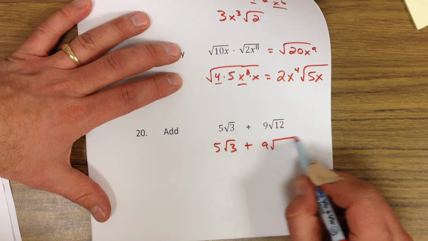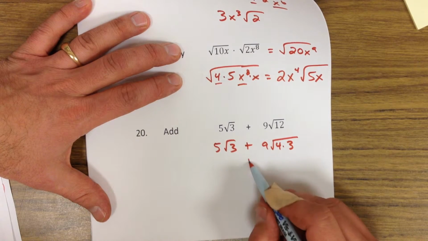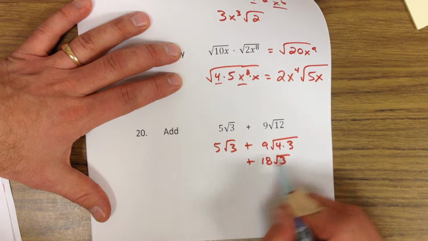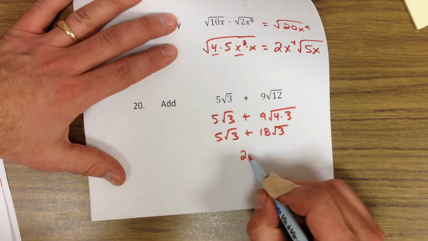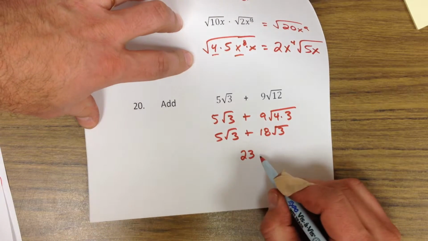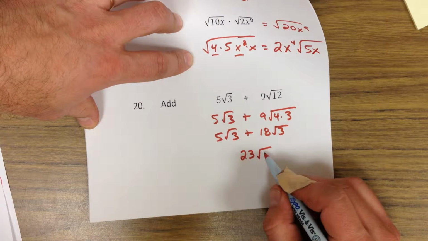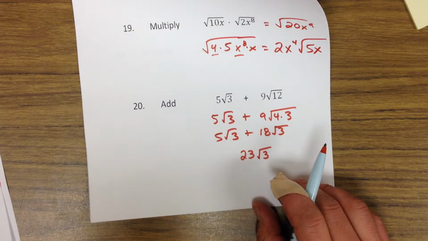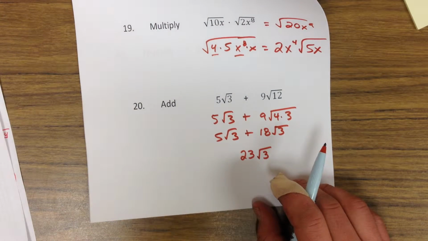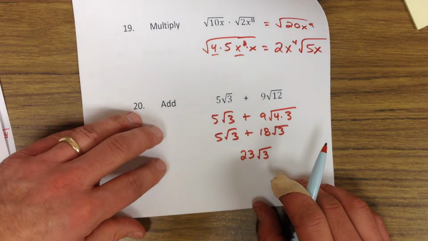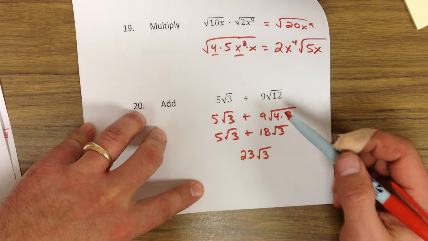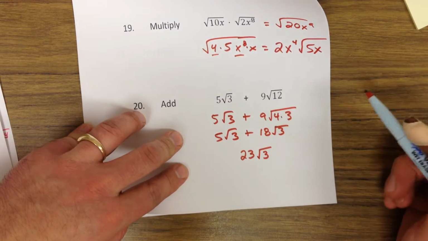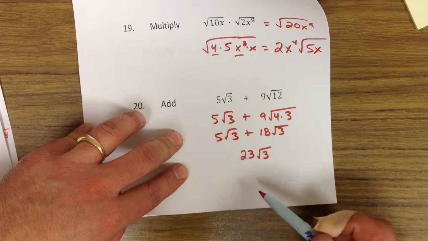So this is 9. Make that 4 times 3, so that becomes 18 rad 3 and 5 rad 3. We can add like radicals, so that's 23 rad 3. All right, there we go on that.